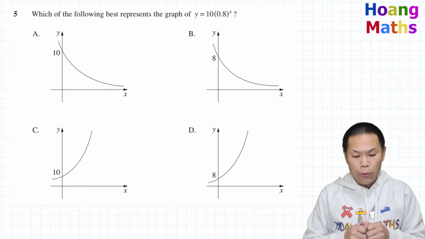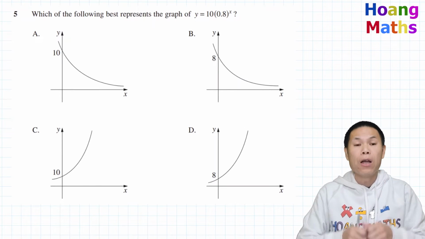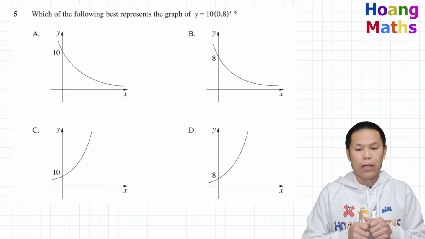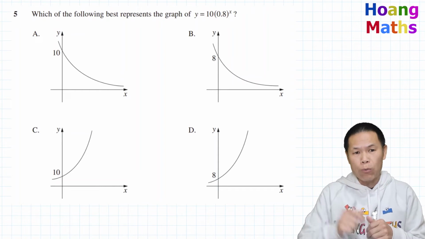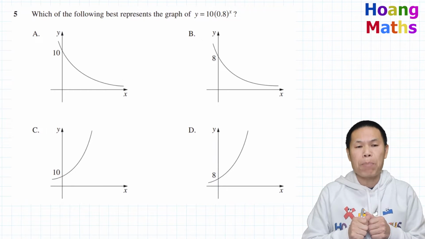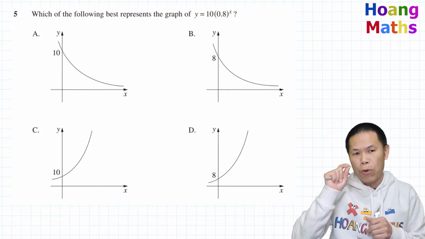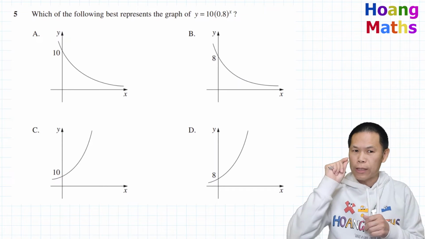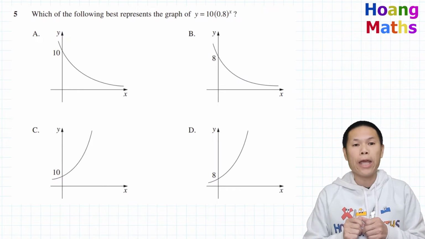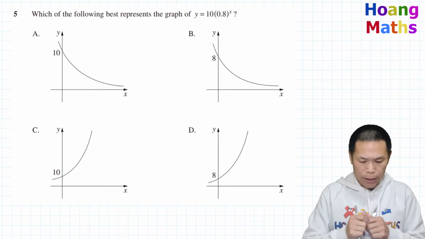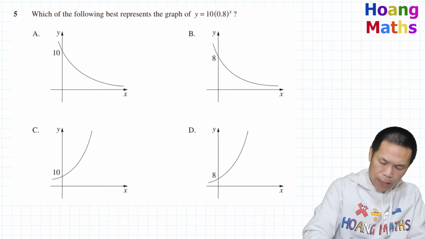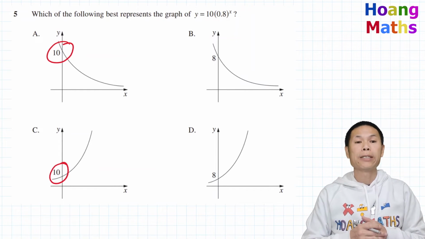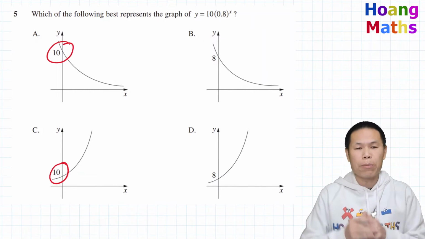Which of the following best represents the graph of y equal to 10 times 0.8 to the power of x? So first of all, if you think about it, when x is 0, any number to the power of 0 is 1. So 0.8 to the power of 0 is 1, and 10 times 1 is 10. So we need to start with 10. Therefore, when x is 0, y is equal to 10. So the answer should be A or C. They both start with 10.